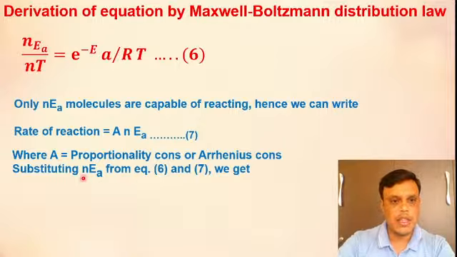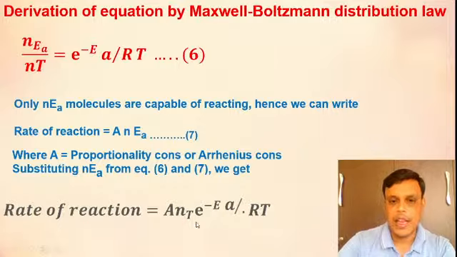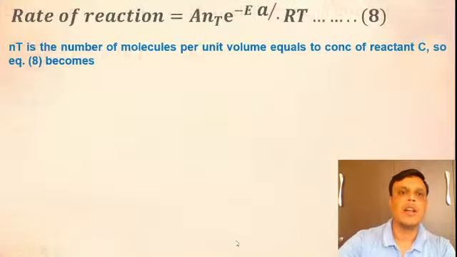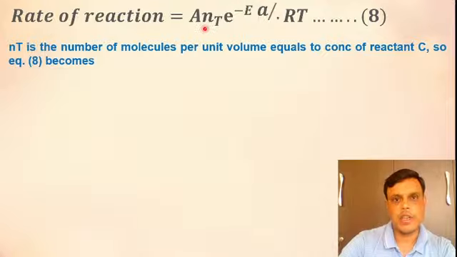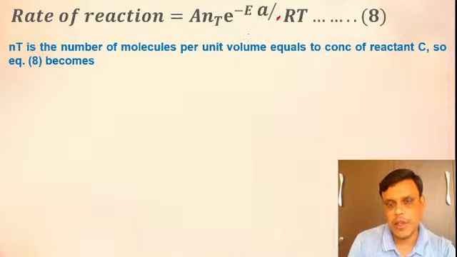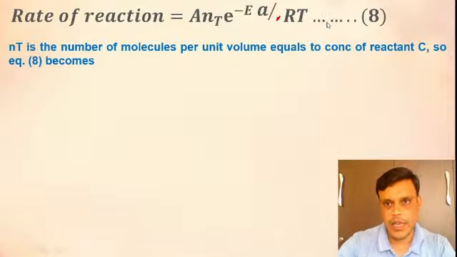Now we will substitute this NEA from equations 6 and 7. We will get rate of reaction equals A NT e raised to minus EA by RT. So this we will get after substituting this value. Okay. Now we have got the rate equation: A NT e exponential minus EA by RT. So this is our equation number 8.